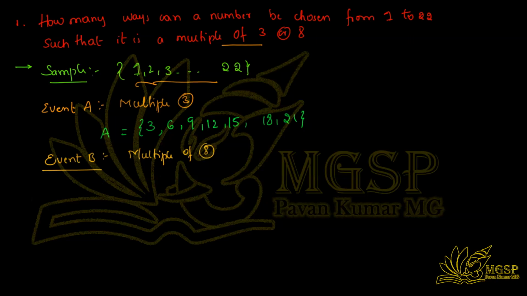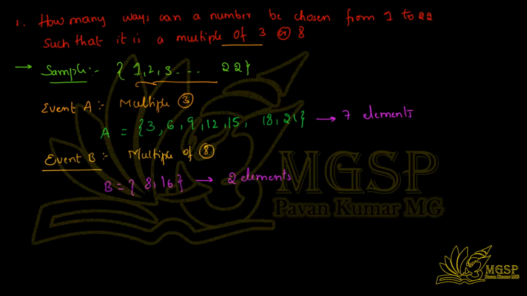Multiple of 8. So what are the multiples of 8? Again, event B has the elements 8 ones are 8 and 8 twos are 16, so it has only 2 elements. So I will write it down here. It has 1, 2, 3, 4, still 7 elements. So there are 7 elements, and this has 2 elements.